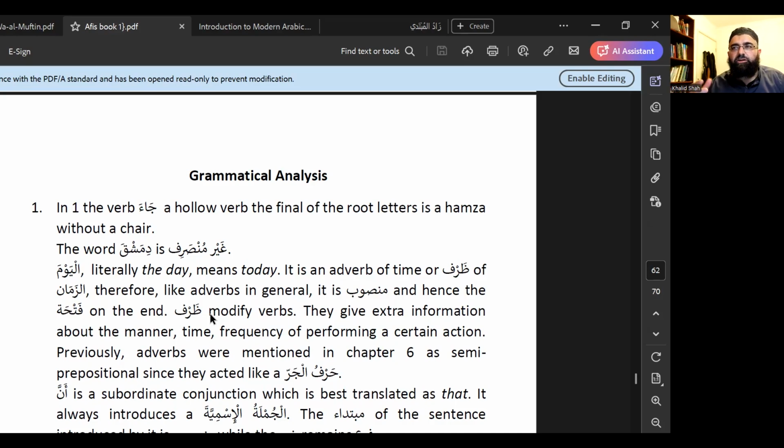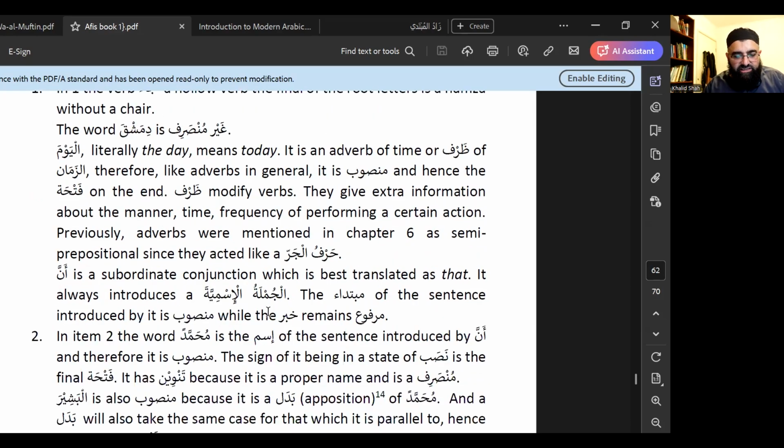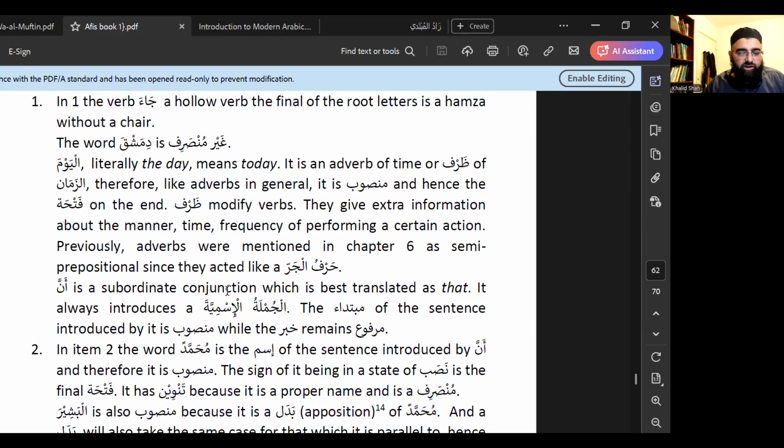For our purposes, we're muscling our way through the language, trying to get past getting bogged down in very complicated rules, trying to understand the text, right? And then you've got the second part of the sentence. Anna is a subordinate conjunction, which is best translated as "that." It always introduces a jumla ismiya. The mubtada of a sentence it introduces is in its mansub, while the khabar remains marfu'.